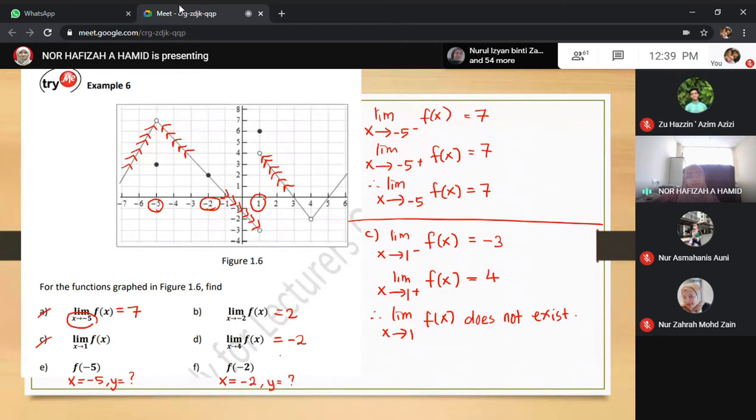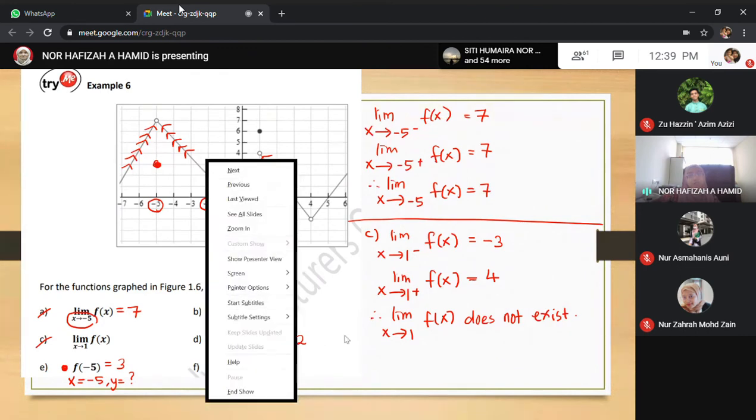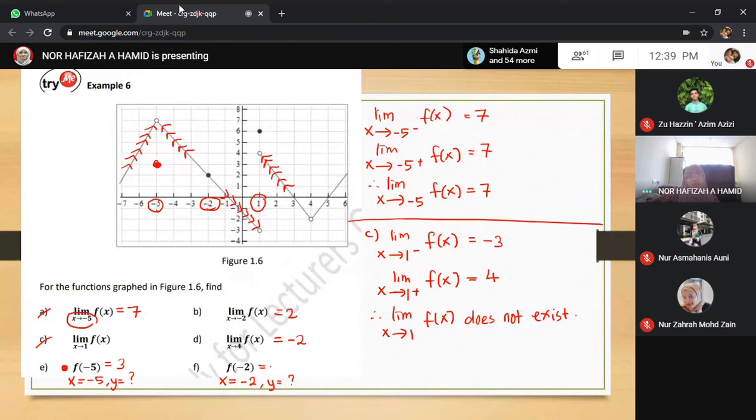Okay, so for E, f(-5), here you have to refer to the dense circle. You can see the dense circle. The f(-5) dense circle is here, so its value is 3. Y is 3. And when x equals -2, here at -2 you have one dense circle, so its value is 2.